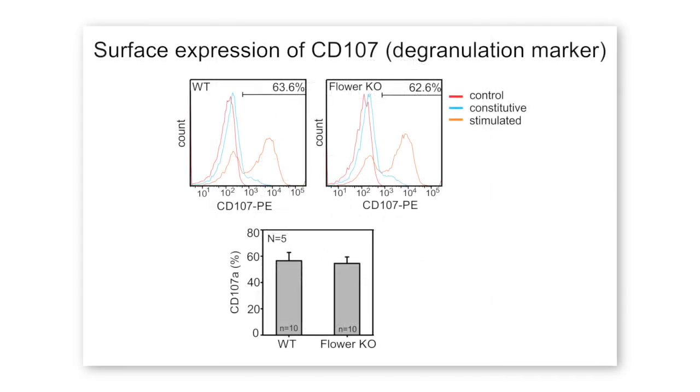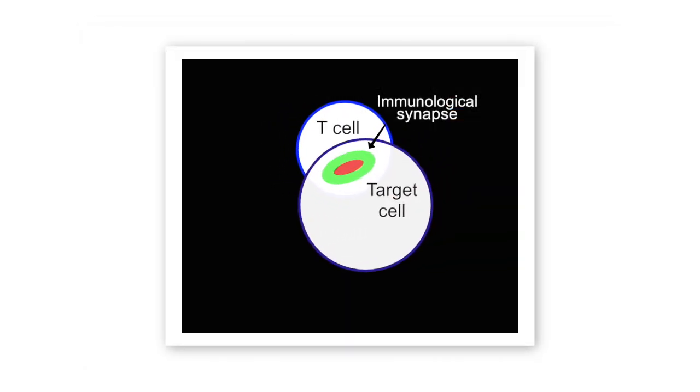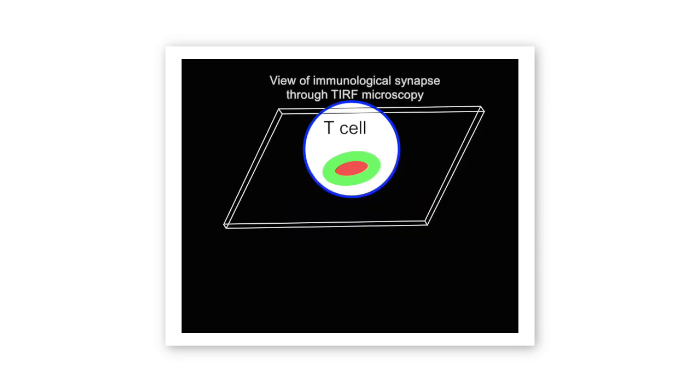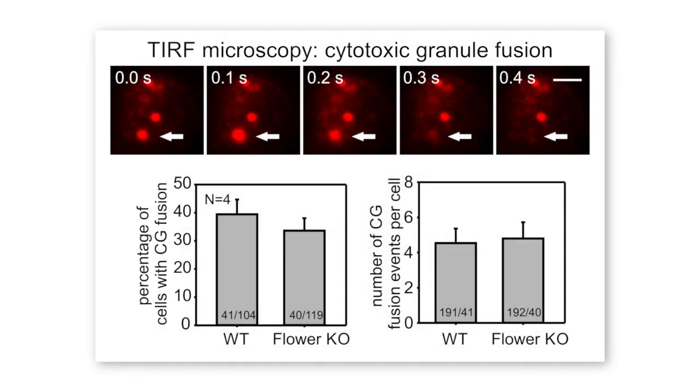We did a series of controls to really make sure that exocytosis, which is of course preceding endocytosis, is not affected at all. So we did a so-called degranulation assay and we didn't observe any difference there. And then we looked also in total internal reflection fluorescence microscopy, where we looked at the fusion of individual granules and also didn't see any quantitative difference in the number of cytotoxic granules being released at the IS.